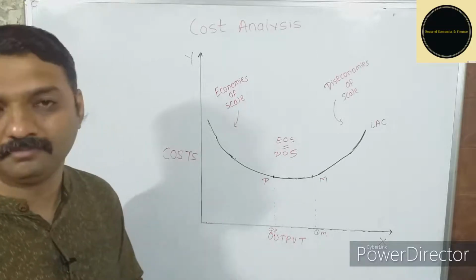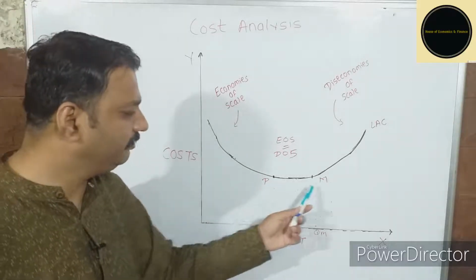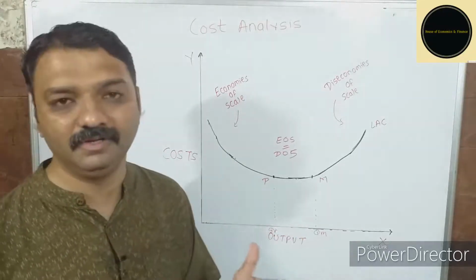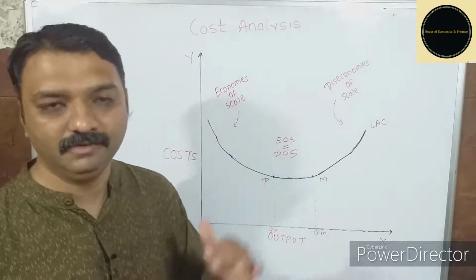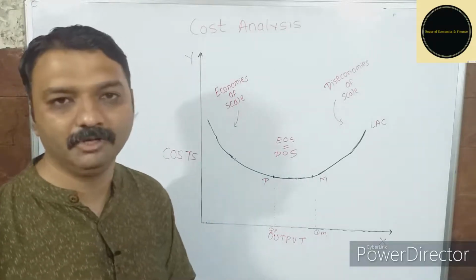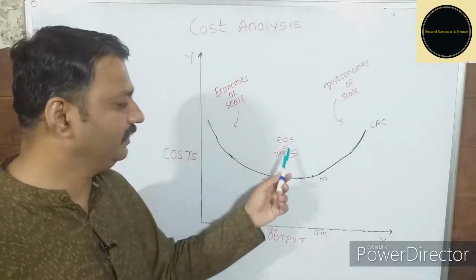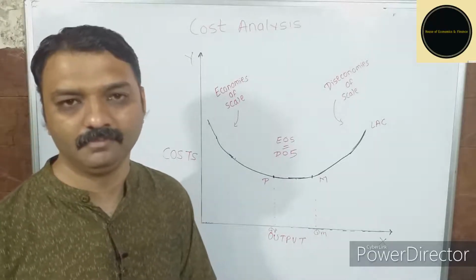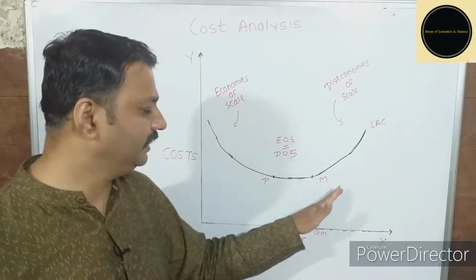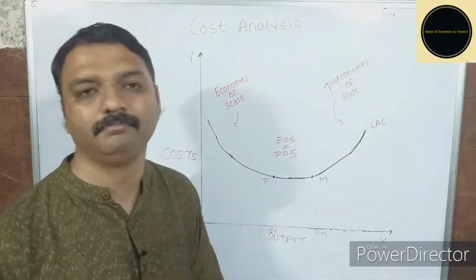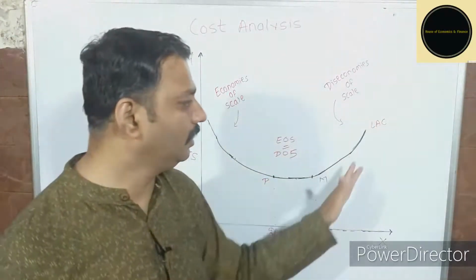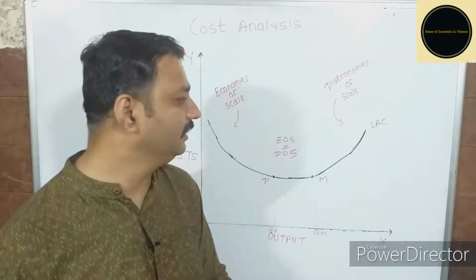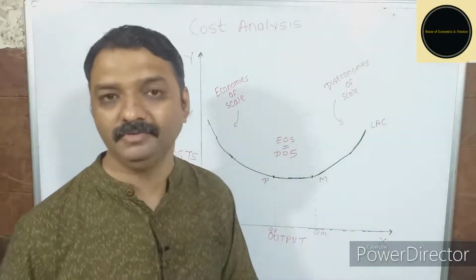up to point P. If you look at the section between P and M, the behavior of the curve is relatively stagnant. It is neither falling nor rising. Here the economies of scale match the diseconomies of scale. And if you look at the section after point M, this is the section where the long run average cost curve is increasing, and the reason is diseconomies of scale.